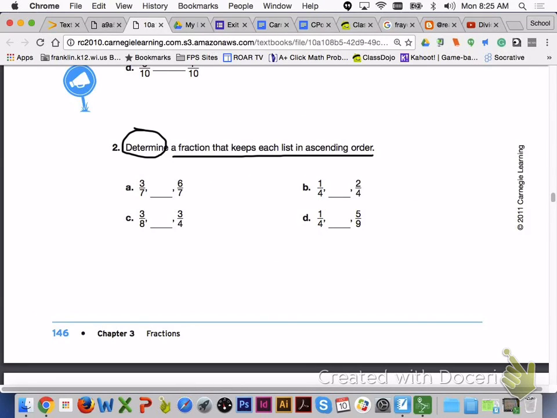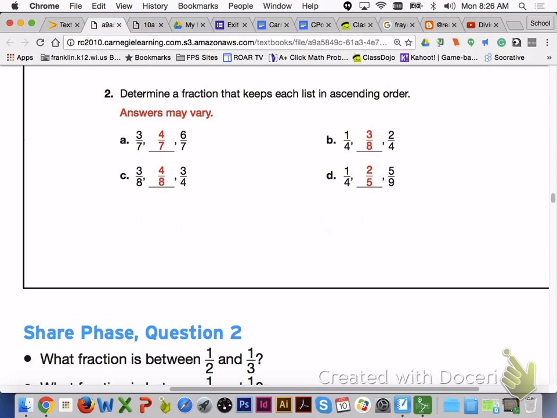Answer number 2, letters A through D with your group members. For number 2, answers are going to vary. Here are the fractions that the answer key has for letters A through D. Please let me know if you have any questions while you were determining a fraction that kept each of these lists in ascending order.